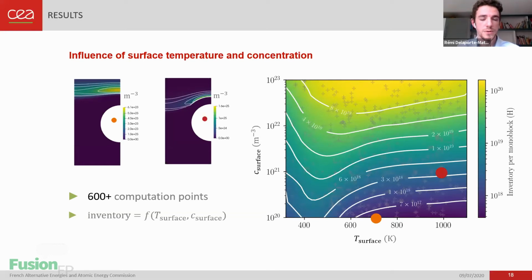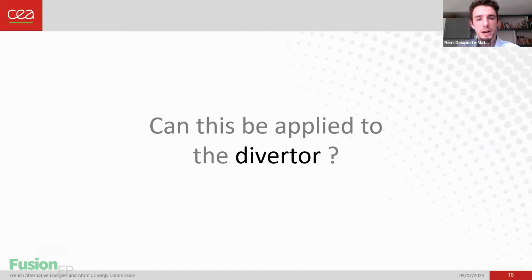and the surface conditions. So we're very happy with that, because this means that we won't need to do any simulation because these simulations are quite costly, numerically speaking. But thanks to this relation, we don't need that anymore. So we're happy with that. But can this really be applied to our initial problem, which is the divertor?